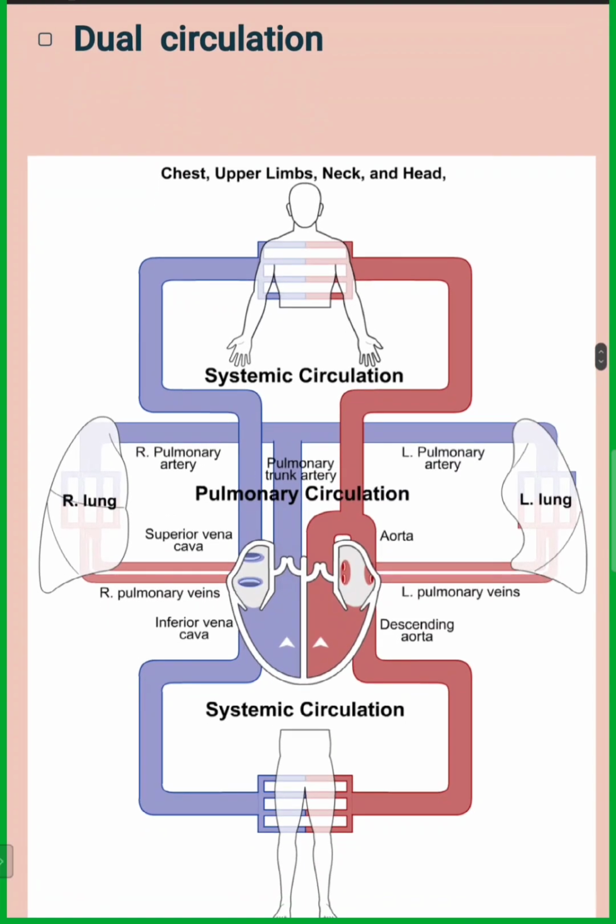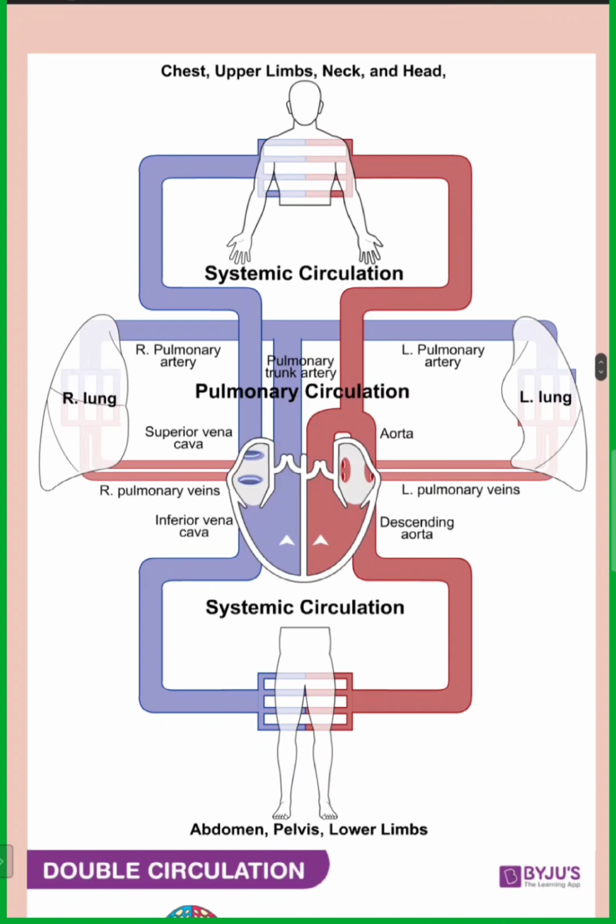Then the next one is dual circulation. Dual circulation means that if the blood is carried throughout the body, it enters into the heart twice. If the blood or any molecule passes through our body completely, that molecule or blood enters into the heart twice.